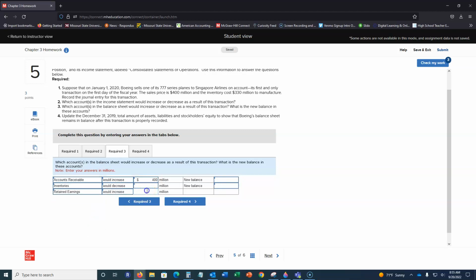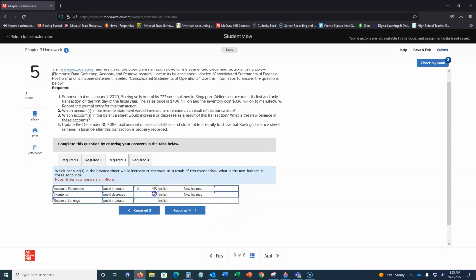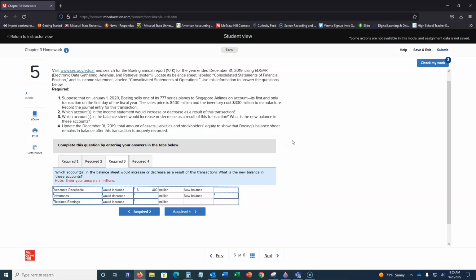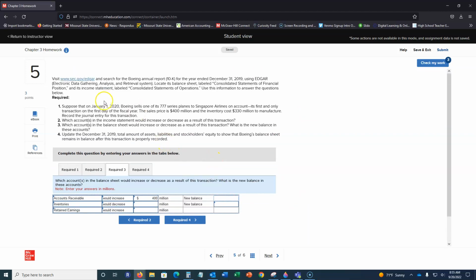Retained earnings would increase by 70 million. So that's 70 million right there. Okay. I hate that that's not typing in. I don't know why.